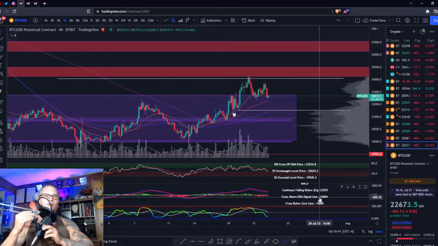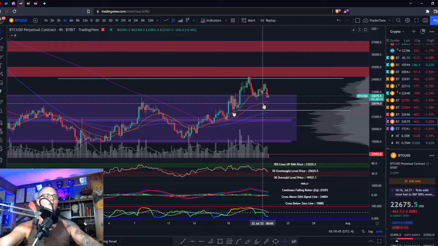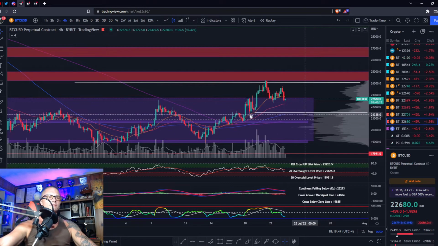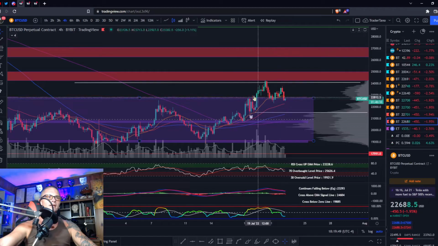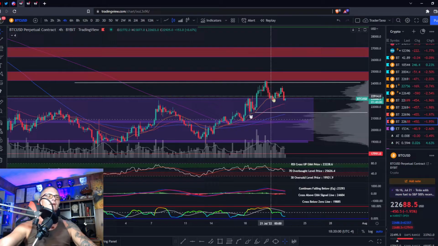All right, so here we have Bitcoin on Bybit on the 4 hour. Right now let's check the momentum oscillators because we got a lower high. We did touch the 24,250 mark, but we do have a lower high.